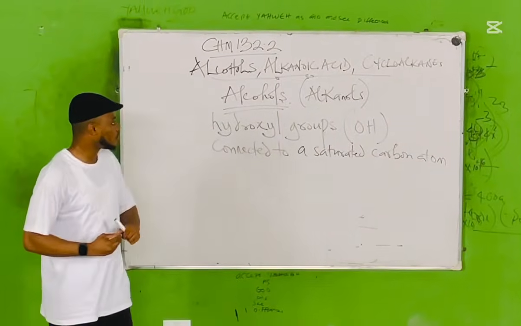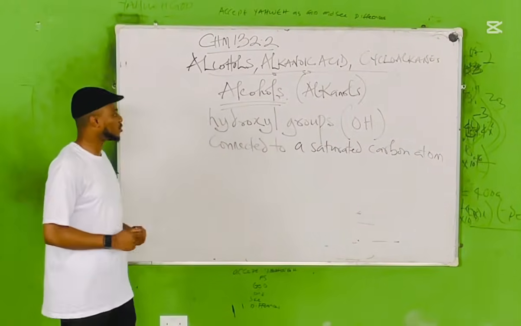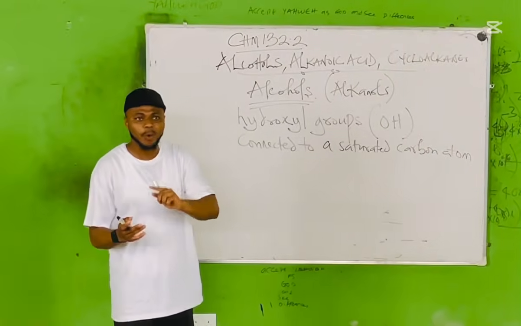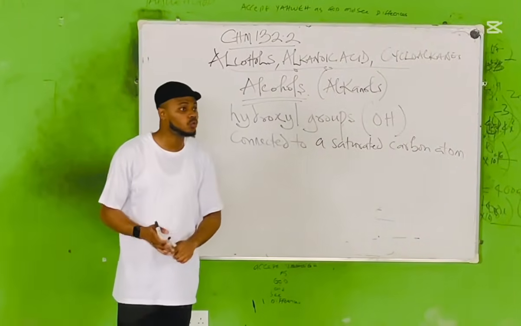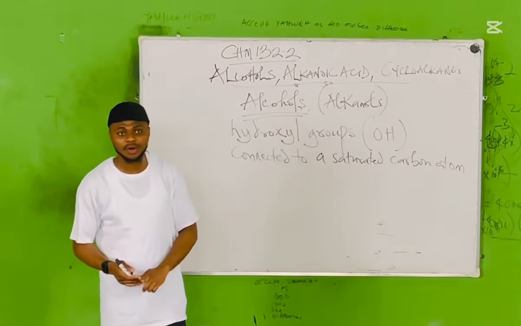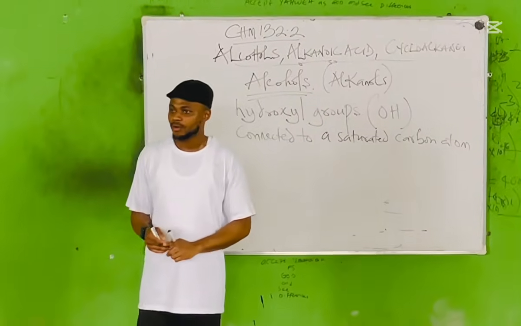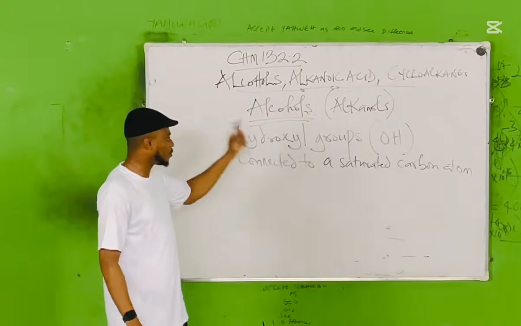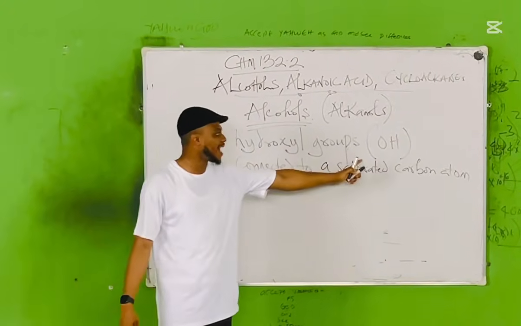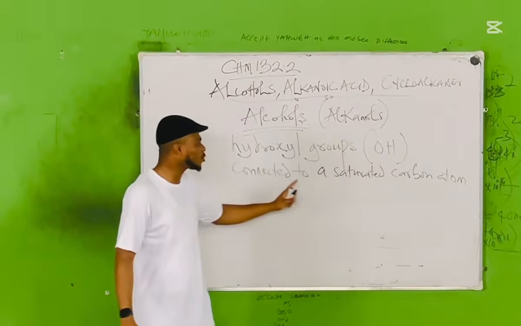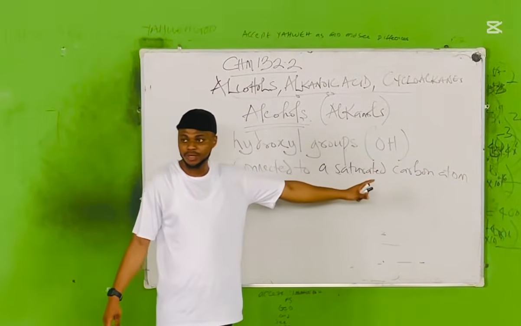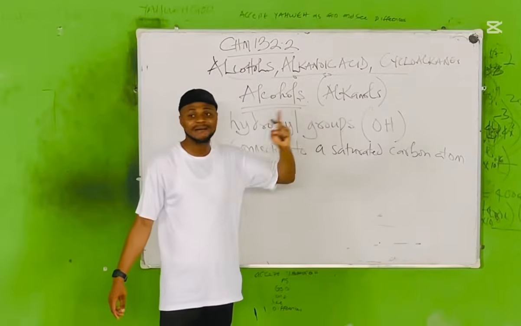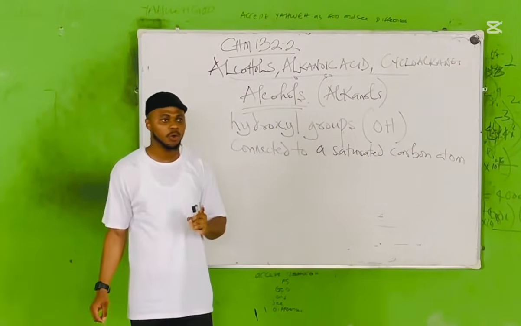Alright? So these alkanols contain one or more, which means that they can contain one, two, three, or four. So any organic compound, any hydrocarbon that contains one or more hydroxyl groups connected to a saturated carbon atom is referred to as what? An alcohol or an alkanol. Are we together?